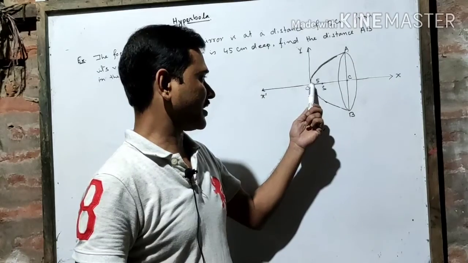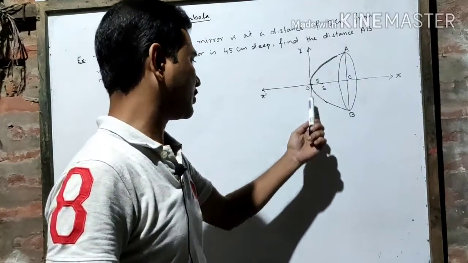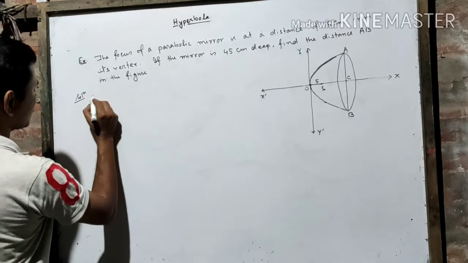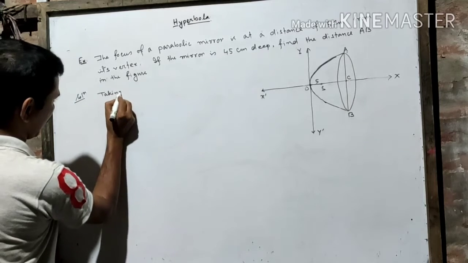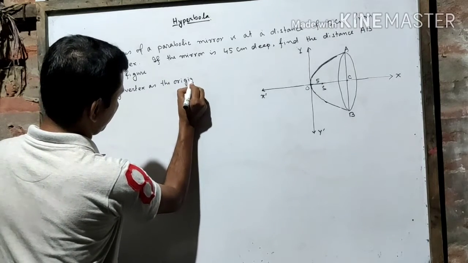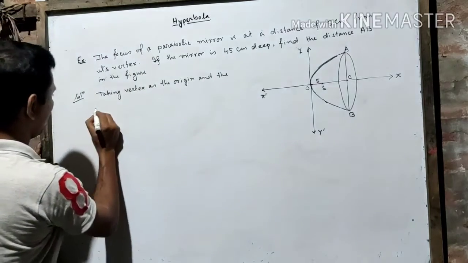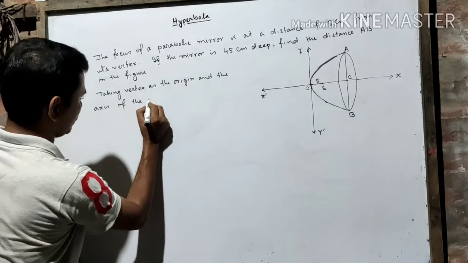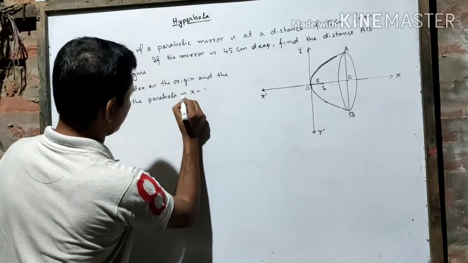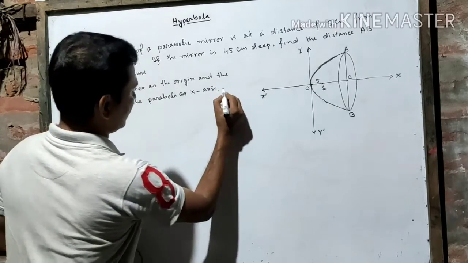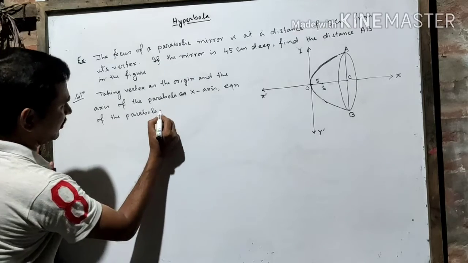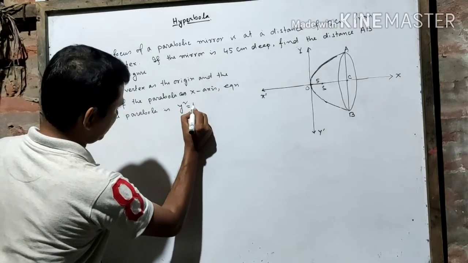So with the vertex as origin and the axis as the x-axis, we can take the equation of this parabola as y square is equal to 4ax. Taking the vertex as the origin and the axis of the parabola as the x-axis, the equation of the parabola is y square is equal to 4ax.